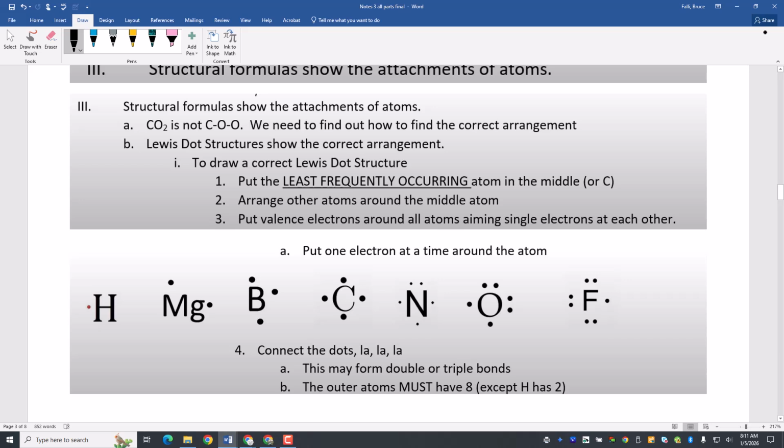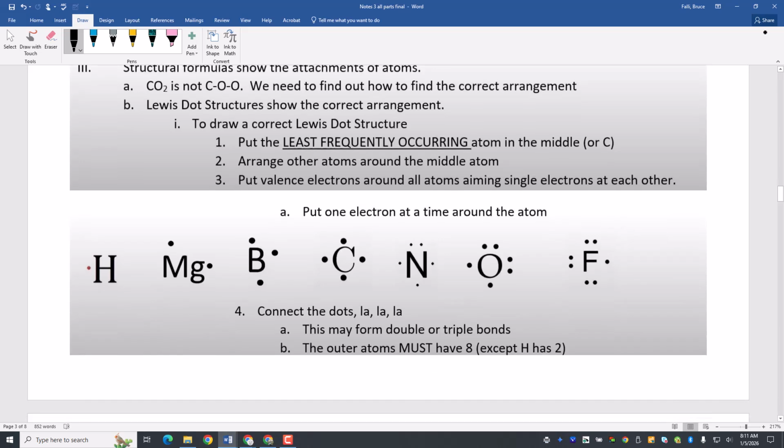To draw a correct Lewis dot structure, which is what your world will revolve around for the next 5 days, you put the least frequently occurring atom in the middle. So carbon always goes in the middle. Otherwise, you put the least frequently occurring atom in the middle, then arrange other atoms around the middle atom. Put valence electrons around all the atoms, aiming the single electrons at each other.